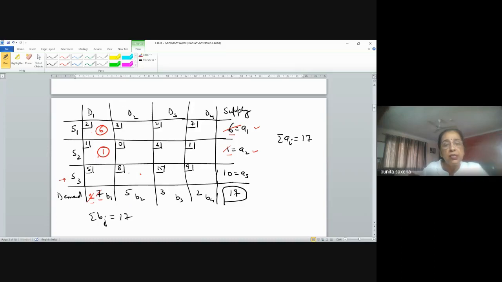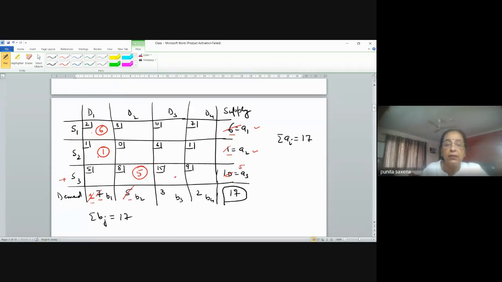Now, when you move to S3D2, it has to be a choice between 10 and 5, right? So what is the minimum of 10 and 5? 5. So we allocate 5 units. As a result, the second destination gets fulfilled. Okay? It got as much as it needed. But your third source can still supply 5 more units, right? So where do we move? Horizontally to this cell, right?